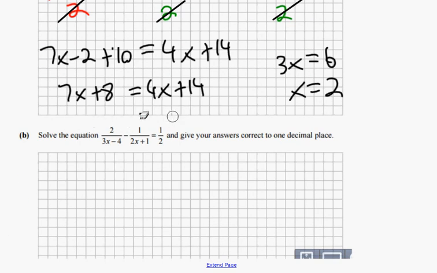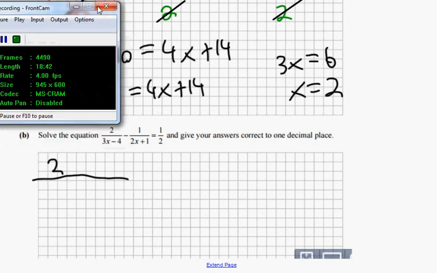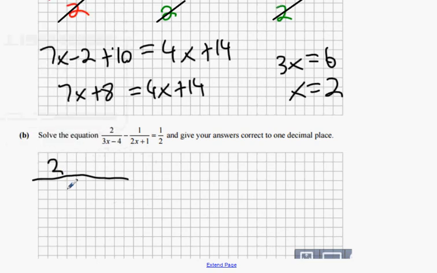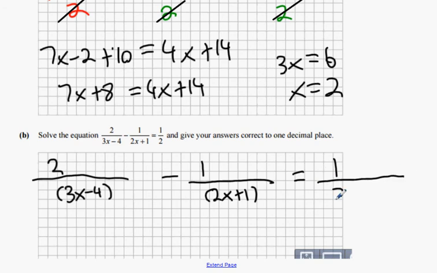Lads, with this one here, we have a problem, okay? The problem is this. We can't directly compare them because none of them have the same denominator. 3x minus 4, and then minus 1, 2x plus 1, and then equals a half. Now, the problem is exactly what you said. The problem is that the denominators aren't the same.